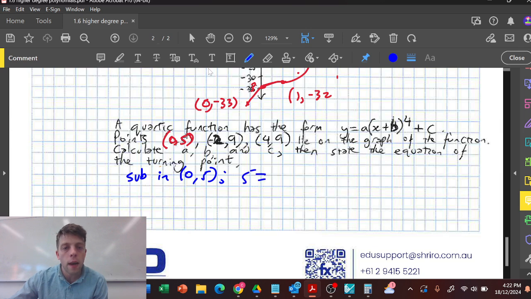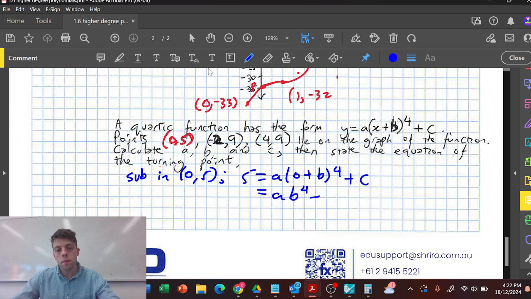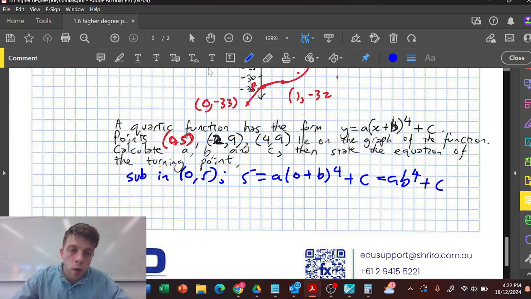So we have 5 is equal to a times (0 plus b) to the power of 4, plus c. And then if we expand this out, we have a times b to the power of 4 plus c. I might just do that over here. So that equals a times b to the power of 4 plus c. Okay. And then we're going to do the same thing here.